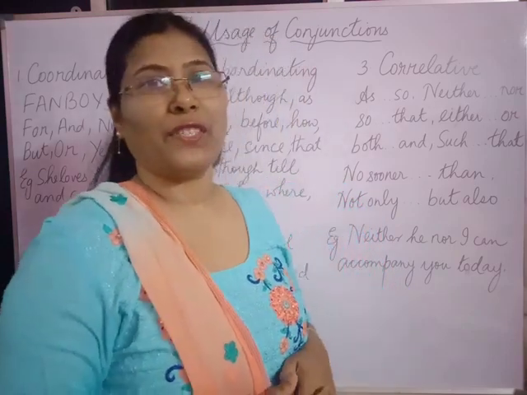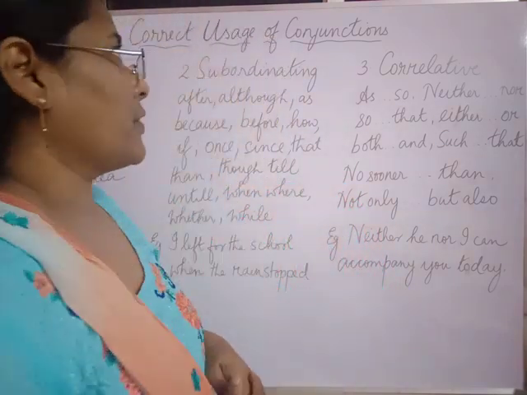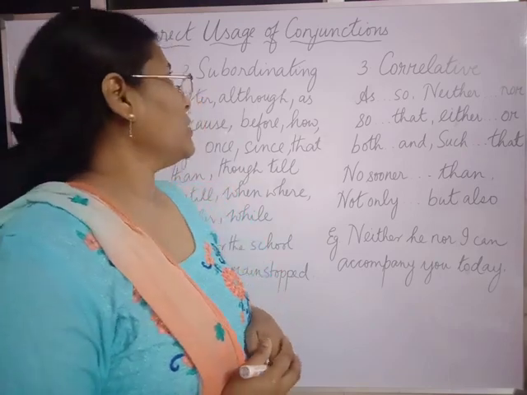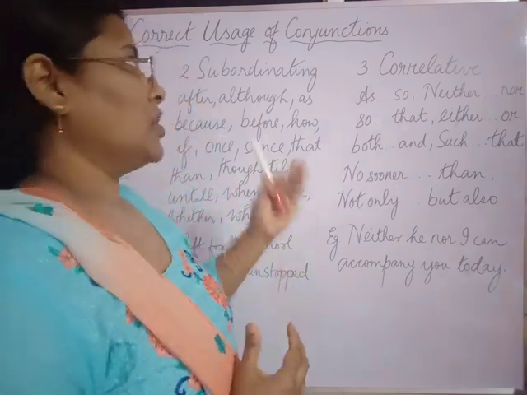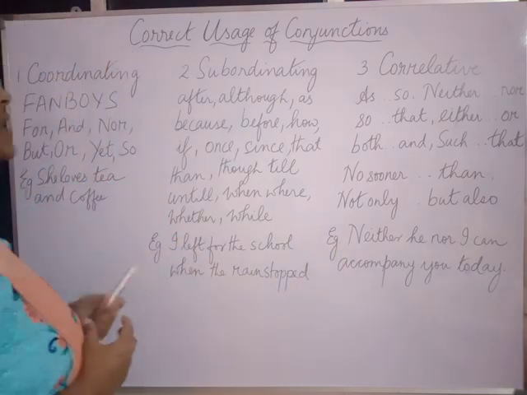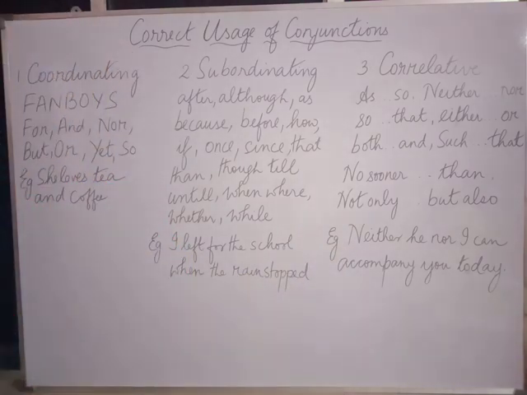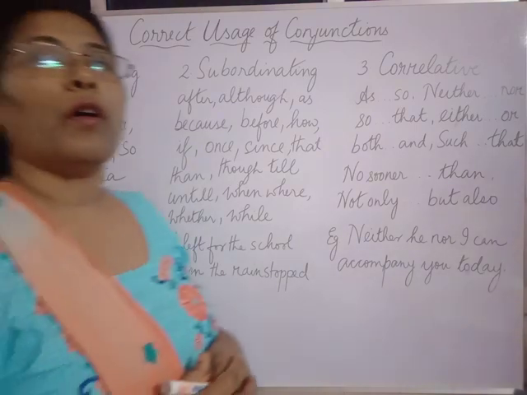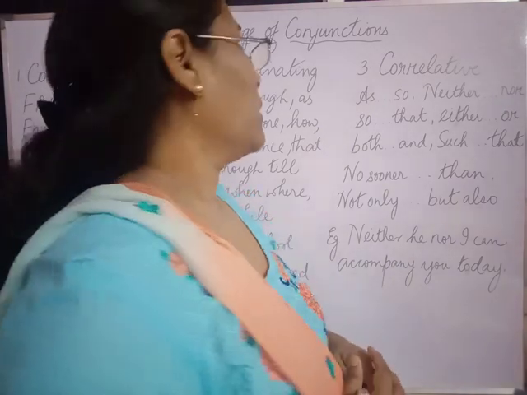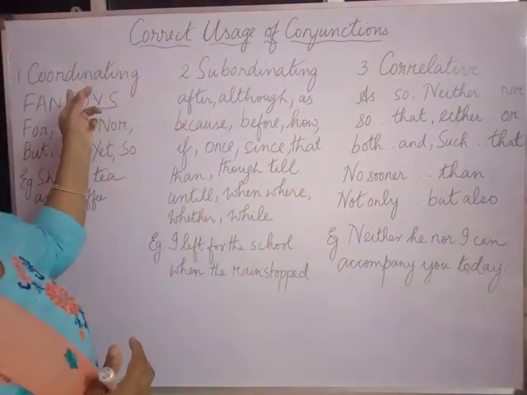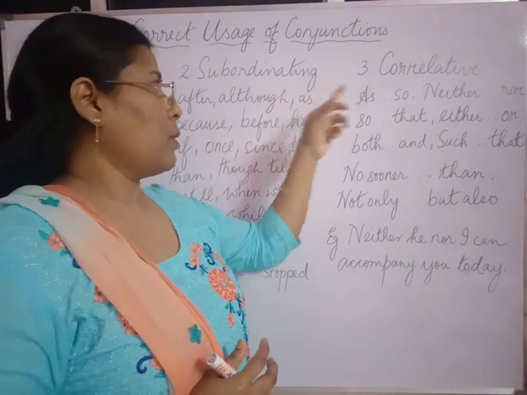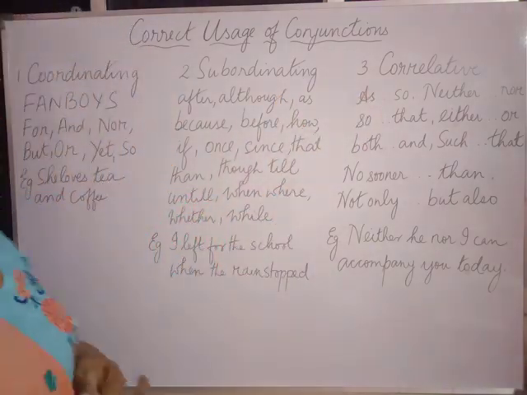Today's topic of discussion is correct usage of conjunction. Now before going into the details, let me brief you with conjunctions first. What is conjunction? Conjunction is a word that is used to join words or group of words or sentences. Conjunctions are of three types: coordinating conjunction, subordinating and correlative conjunction.